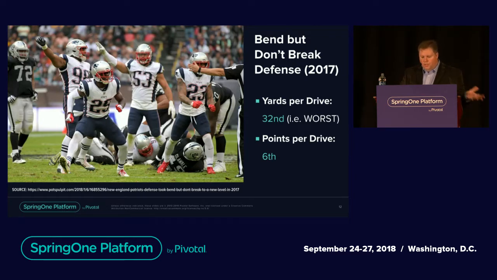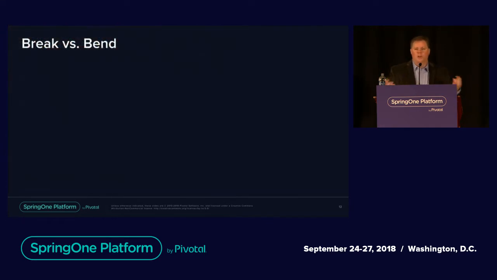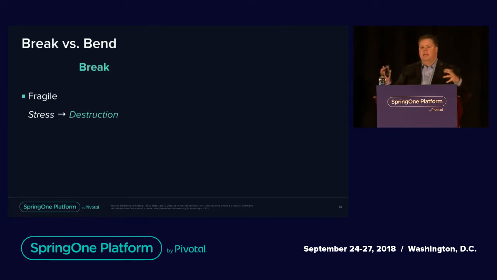So trees, football teams, we could go through a lot of different analogies. What are we talking about when we're talking about breaking versus bending? Well, if we look at things that break, first of all, there's this notion of fragile things, and we put stress on a fragile thing, and it usually ends up being damaged, if not destroyed.